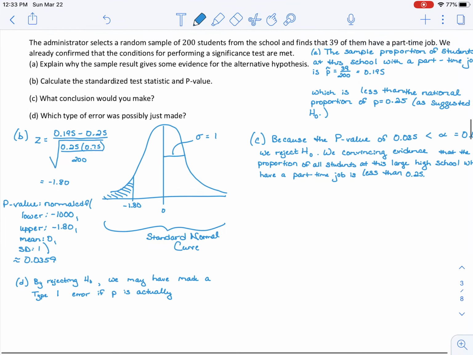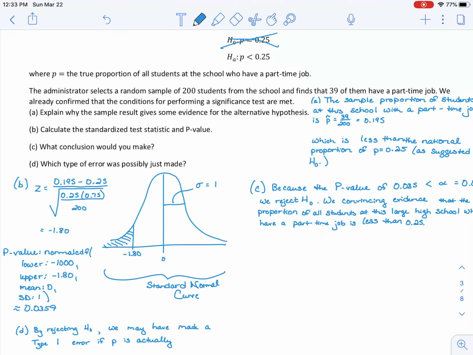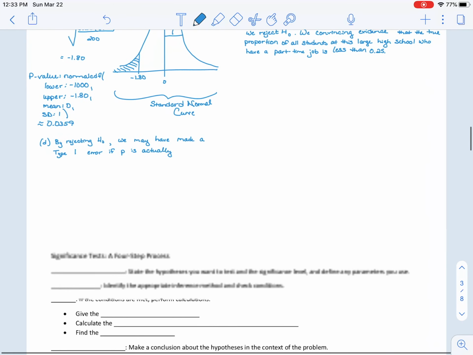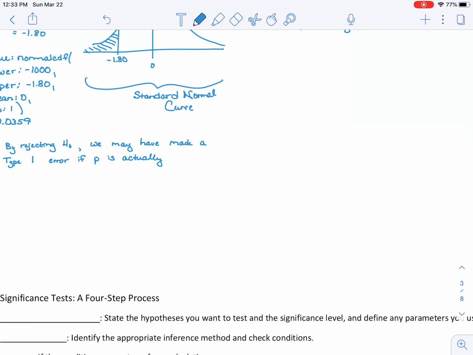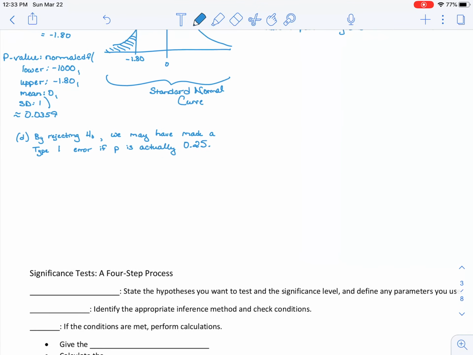Now, again, we rejected the null hypothesis. I now think it's less than 25%, but I'm saying that this could be the wrong choice. It's wrong if the thing I just canceled out was actually the true thing. So if p is actually equal to 0.25, we made the wrong choice. But I don't know p, so I don't know if I made the wrong choice or not.